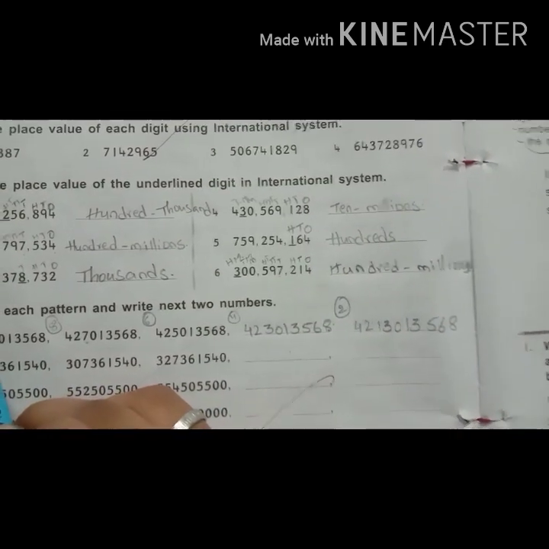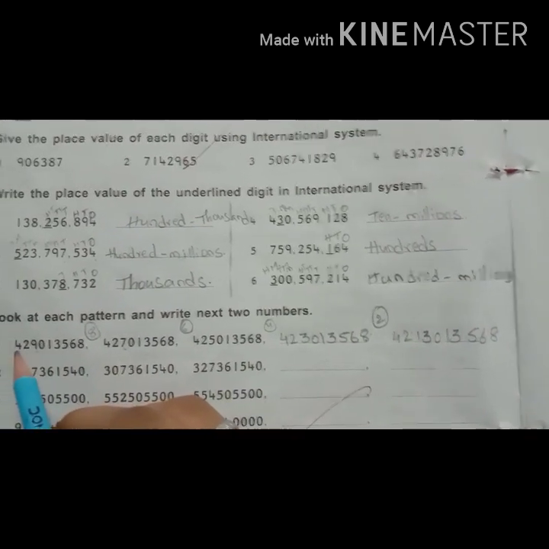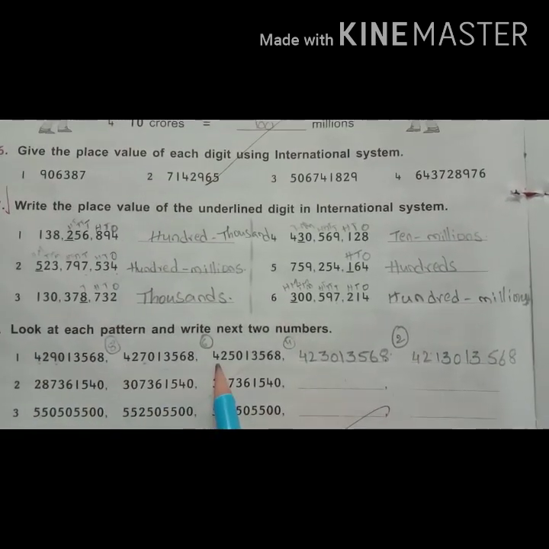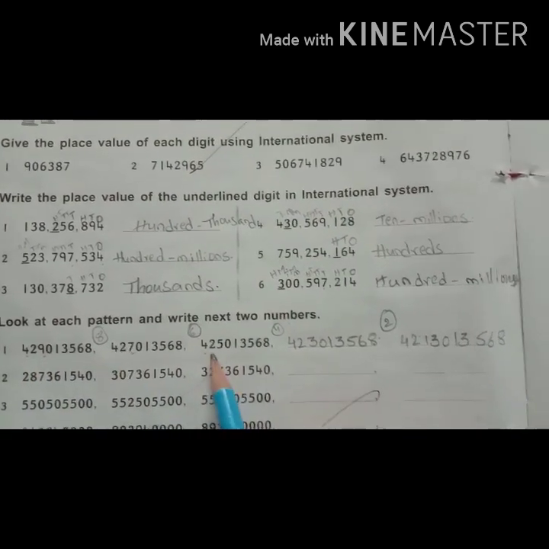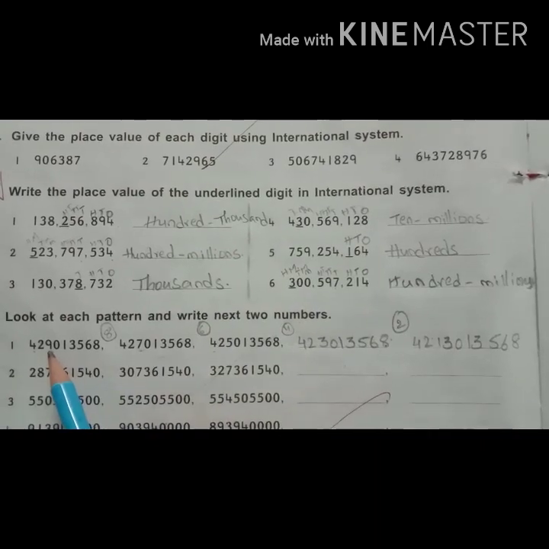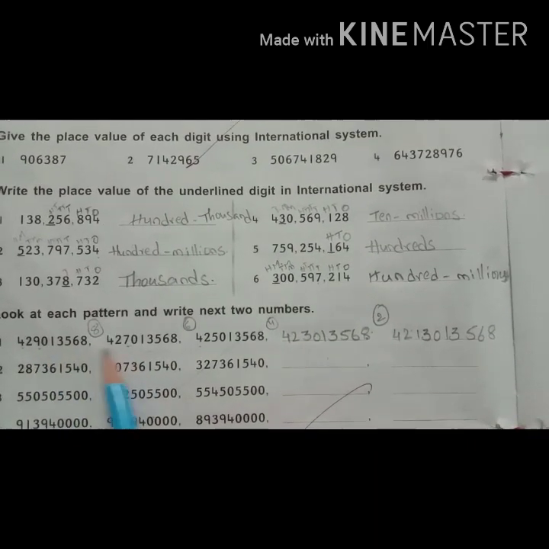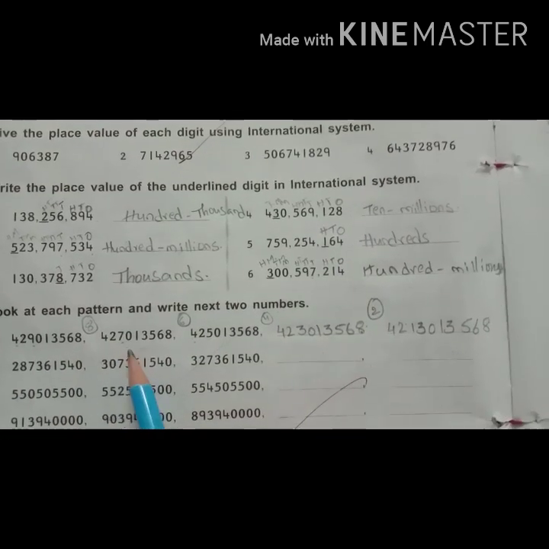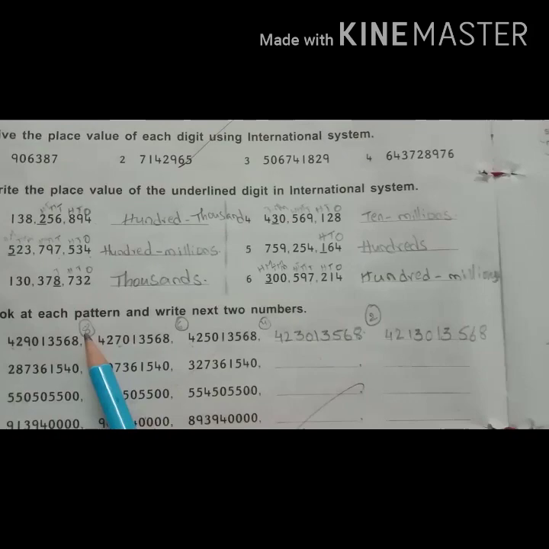Again, see, children. First we have to see the common numbers. What are the common numbers here? 4. Here also 4. Here also 4. Next you see what is the number? 2. 2. And here 2. And what is the next number, children? 9. 7. In between 9 and 7, which number is missing? 8. So we have to leave the 8.